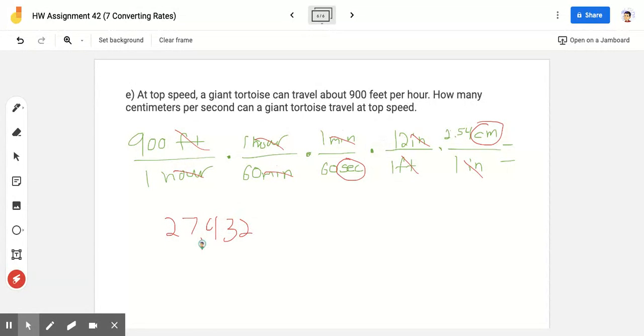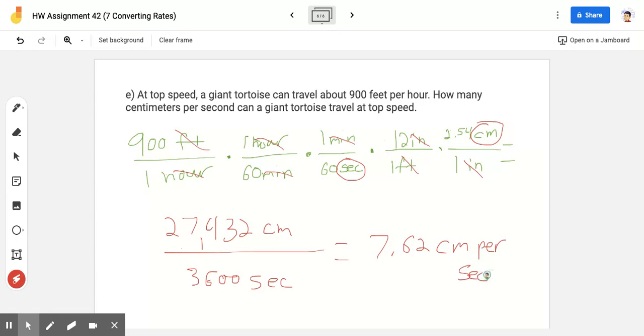27,432 centimeters over how many seconds? 1 times 60 times 60 times 1 times 1 is 3,600 seconds. And let's figure out what that is. 27,432 divided by 3,600 is going to be equal to approximately 7.62 centimeters per second.